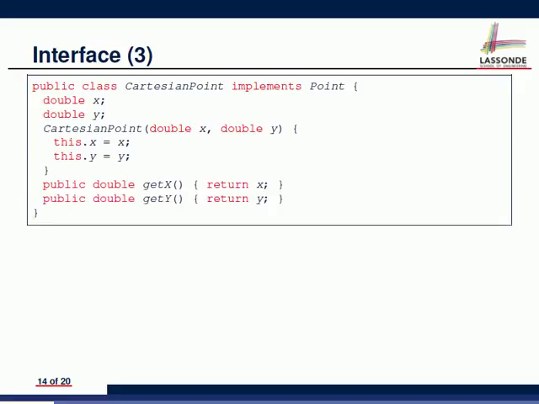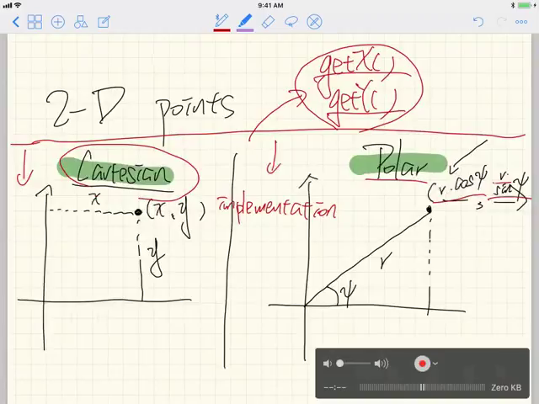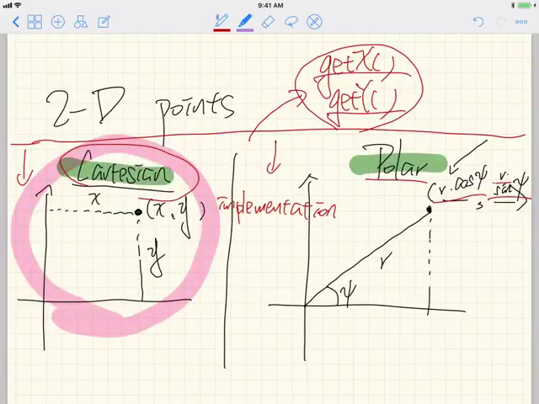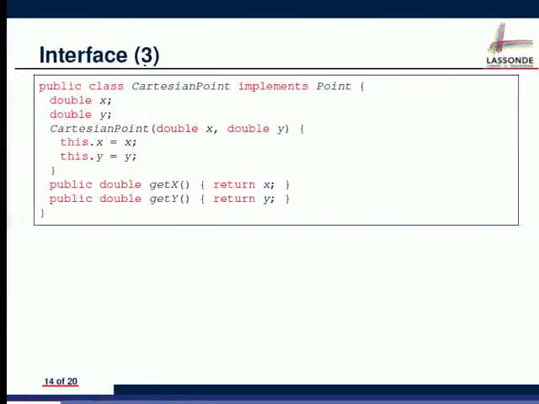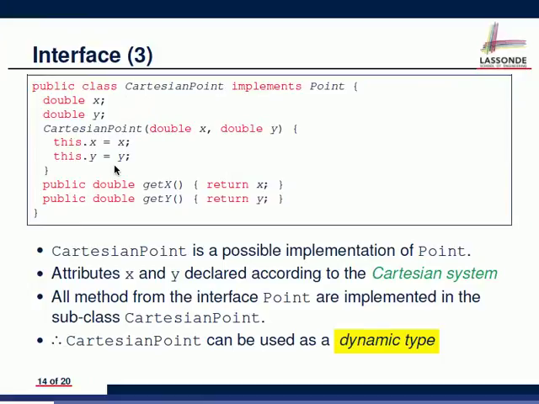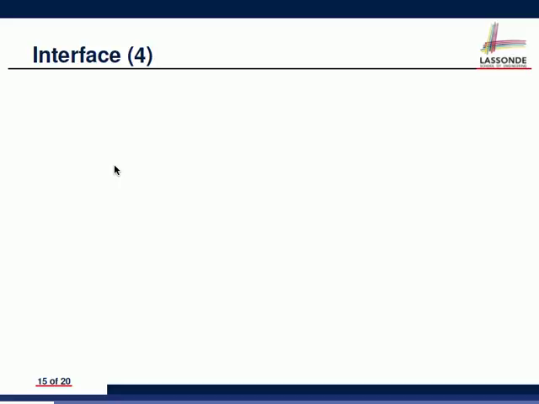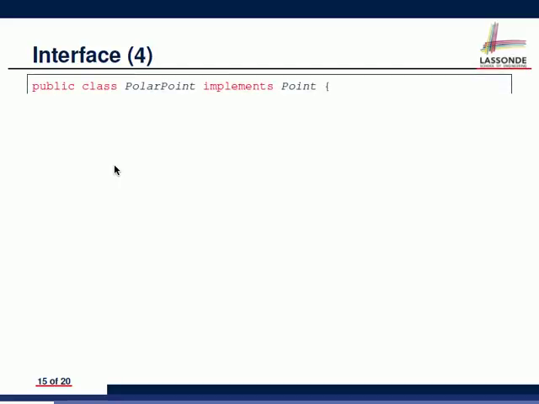Now, how do we support getX? It's easy, just return x. How do we support getY? Well, you return y. That's it. This class represents the Cartesian system, which I talked about over here. Now let's see another class which implements the same interface. It's very easy. Because CartesianPoint contains the code for every abstract method inherited from the interface, you can simply use CartesianPoint as a dynamic type. I'll show you some tester in just a moment.